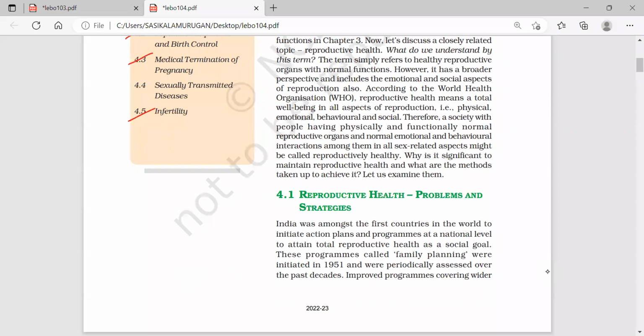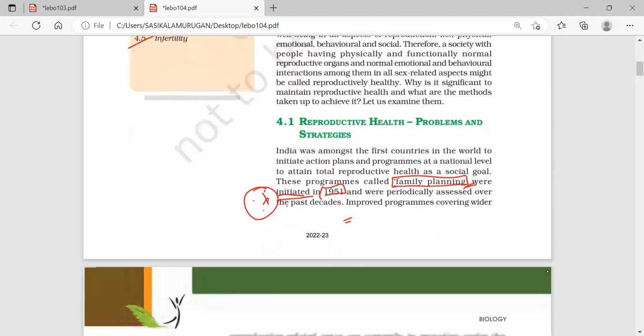See, in India, many health-wise programs are implemented by the government to achieve the development process. So in the year 1951, a program called family planning was initiated. You may ask, how will they ask this as a question? So, which of the following years was the family planning program introduced in India? So we can expect the question. That's why the year is very important.